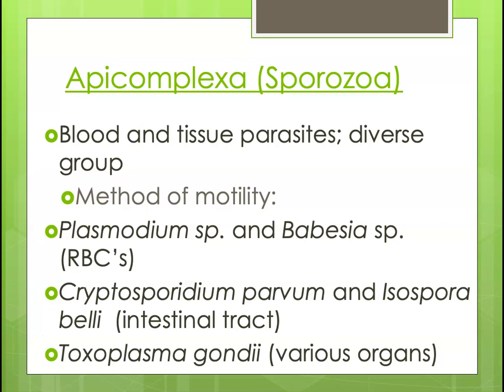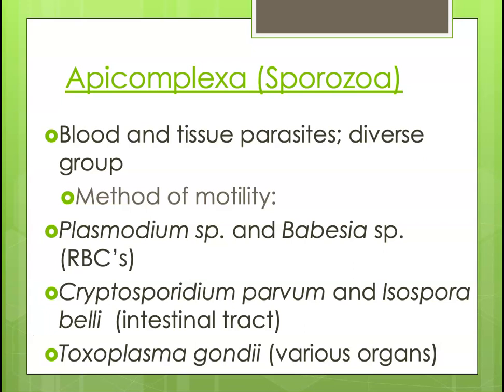However, they're grouped together because there are no obvious structures for the purposes of motility. So your method of motility for the following parasites is none, whereas for the amoebas, they moved by pseudopod. Of course, our one ciliate uses cilia, and the flagellates use a flagella. This group doesn't have any means of motility.